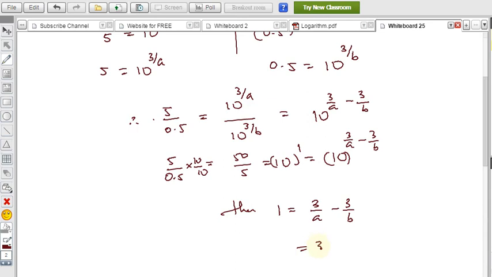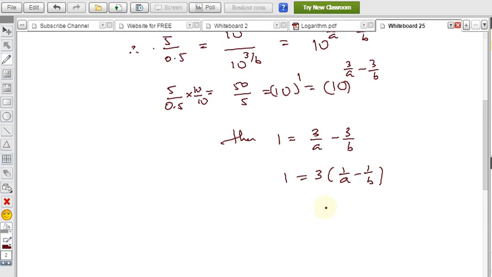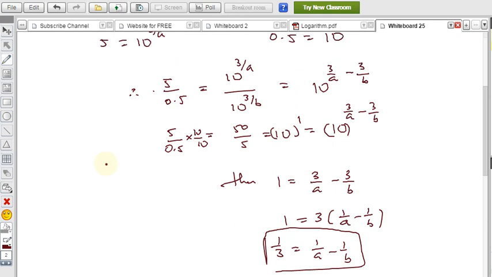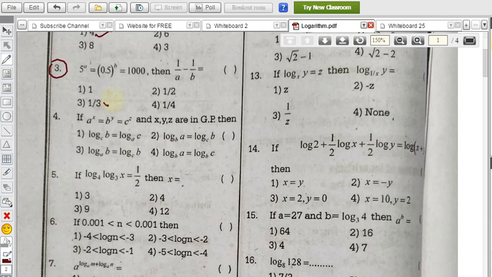Take 3 common. 1 by a minus 1 by b is equals to 1 by 3, so 1 by a minus 1 by b is equals to 1 by 3. So some problems will give like this, where you need to find the values separately. The answer is 1 by 3.